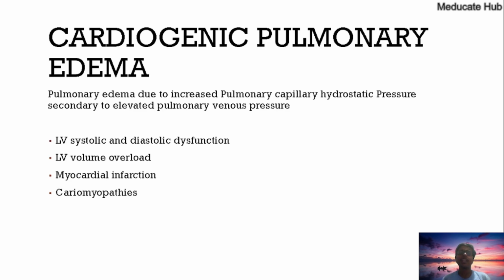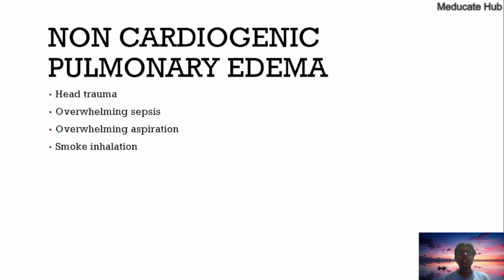Cardiogenic pulmonary edema is due to increased pulmonary capillary hydrostatic pressure, secondary to elevated pulmonary venous pressure. Causes include left ventricle systolic and diastolic dysfunction, left ventricle volume overload, myocardial infarction, and cardiomyopathies. Next, non-cardiogenic pulmonary edema: head trauma, overwhelming sepsis, overwhelming aspiration, and smoke inhalation.